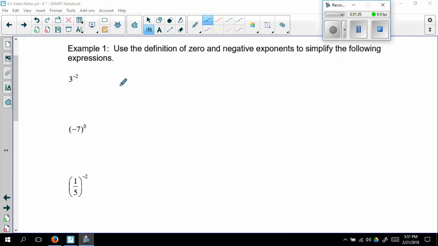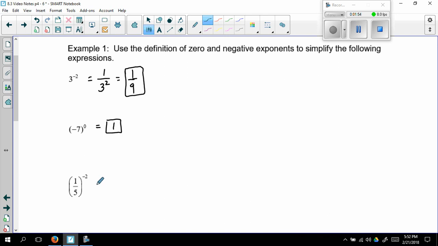Okay, continuing on page 5. Now I'm going to use my definitions. So I know that anything to the negative power is the same thing as 1 over that something to a positive power. And then I'm going to evaluate the numbers. 3 squared is 9. So this is equivalent to 1/9. On the next one, the base here is -7, but anything to the 0 power is 1. So that answer is just 1.